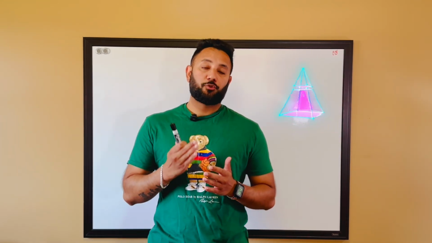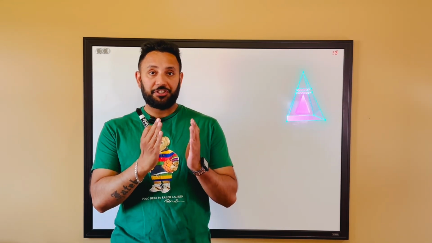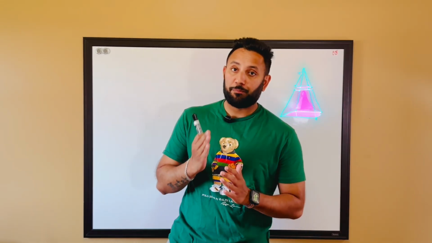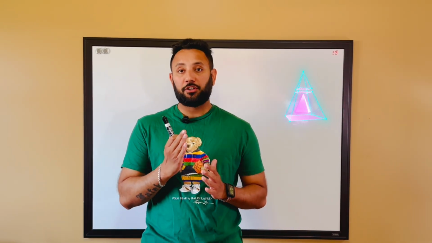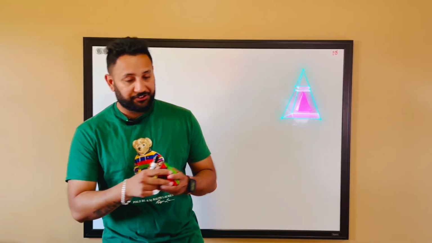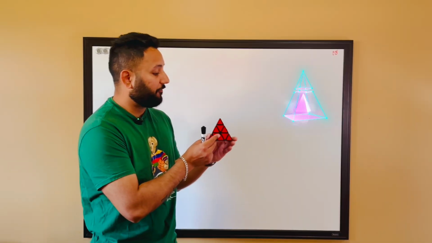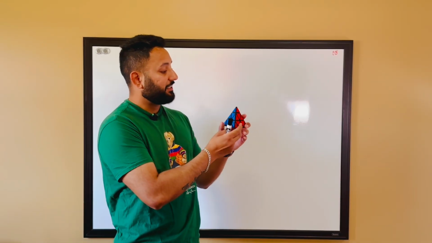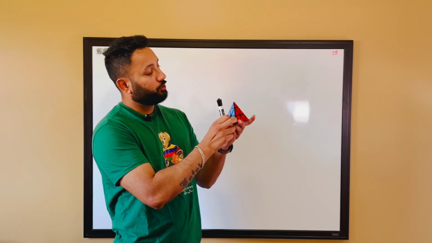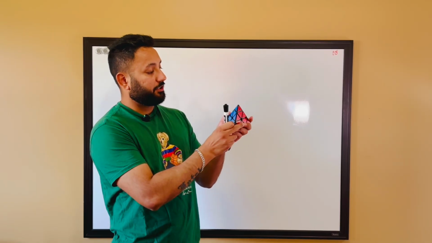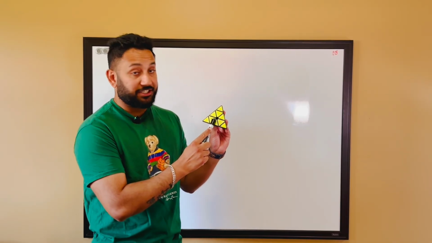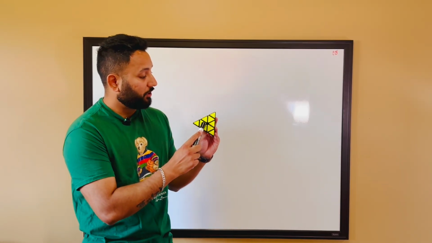A triangular pyramid is the one that has three side faces that are in the shape of triangle, and it also has one base that is in the shape of triangle too. So this is the perfect example of triangular pyramid. It has three faces, one, two, three, and they're in the shape of triangle, and it has one base that is in the shape of triangle too.